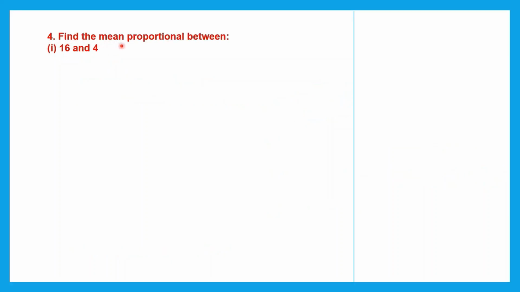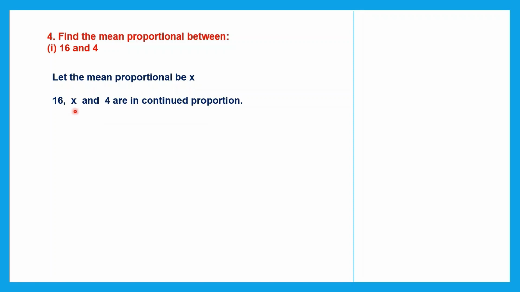Question 4. Find the mean proportional between 16 and 4. Let's start by saying, let the mean proportional be x. That means 16, x and 4 are in continued proportion. So here x is the mean proportional. And what is the mean proportional? That is the term that comes between the first and the third terms. So this is the mean proportional. And we are saying that they are in continued proportion.